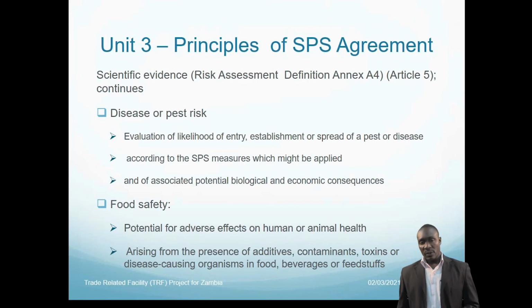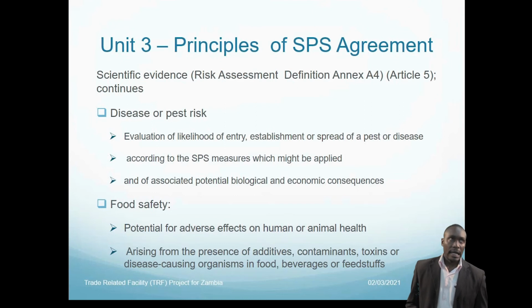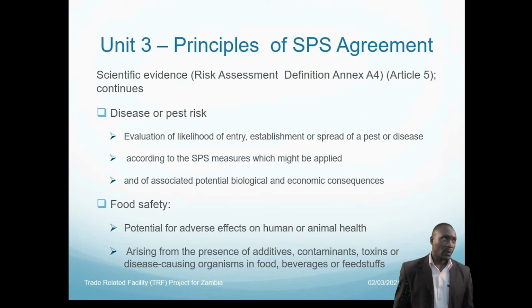Okay, so for pests or diseases, usually the framework would be that you evaluate the likelihood of entry, establishment, or spread of the pest or disease. And then you also try and assess the associated potential biological or economic consequences. Sometimes it may be issues to do with, suppose we allowed a diseased animal into our country, do we have means or mechanisms of bearing the costs that would be involved in terms of containing the spread? Or do we have enough resources that can guarantee that enough quarantining is done?